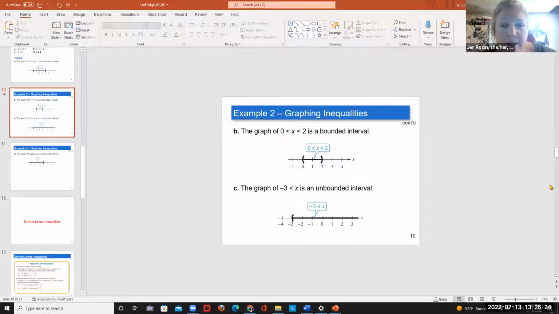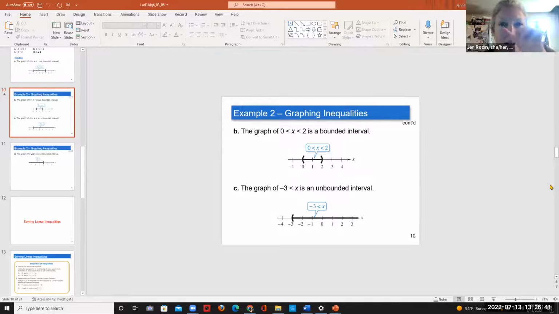The graph of -3 is less than x. So, for me, it's harder to see it that way. I'm looking at C. You can turn it around and say x is everything greater than -3.